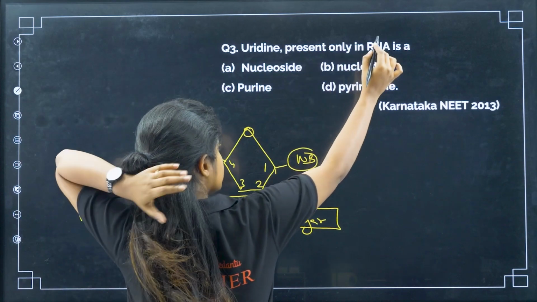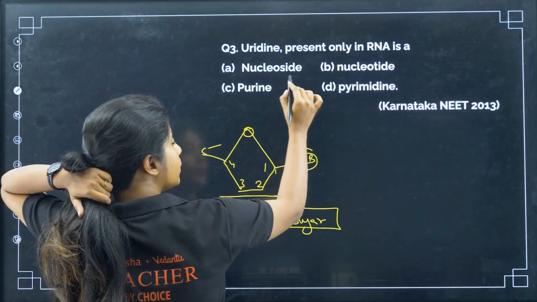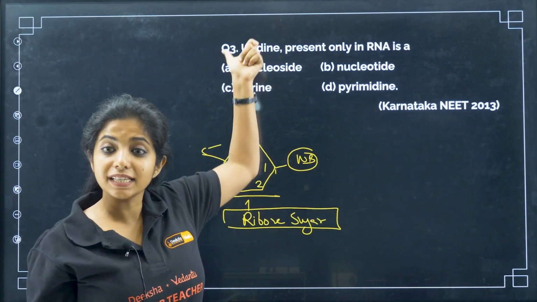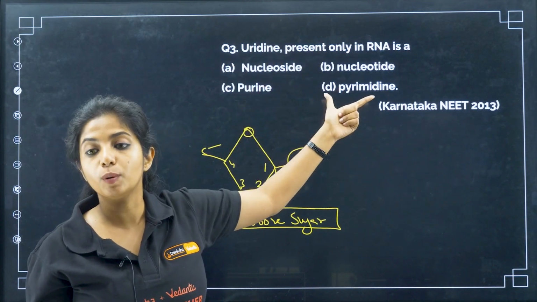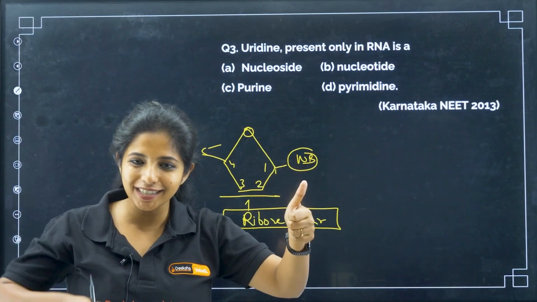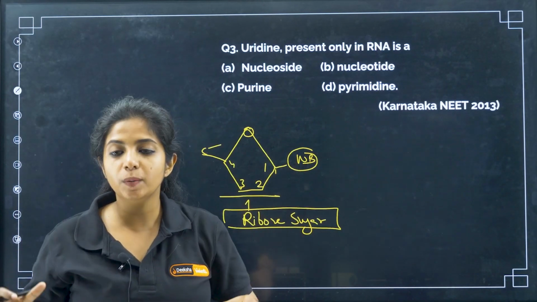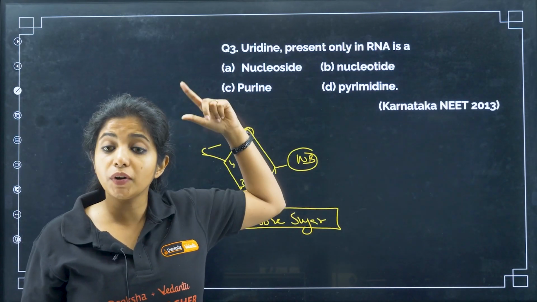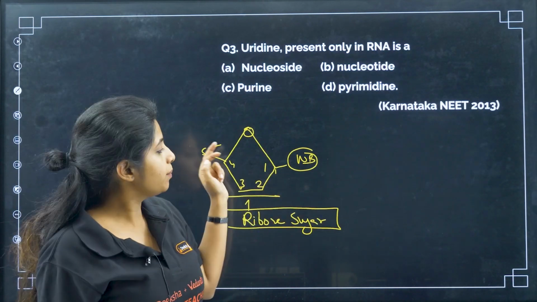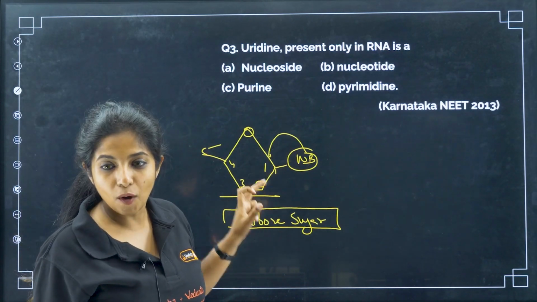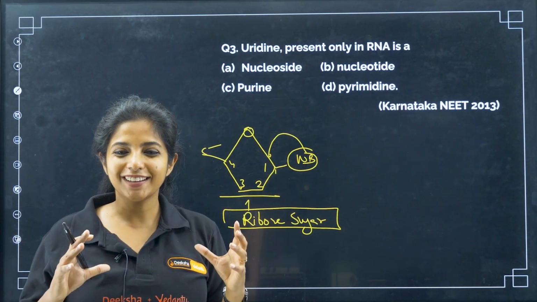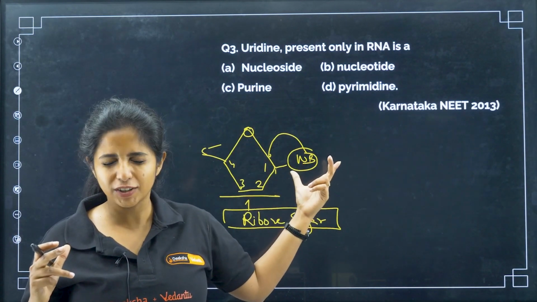Okay, so uridine present only in RNA is what? A nucleoside, nucleotide, purine or pyrimidine. If the question was uracil present in RNA is what? It would be pyrimidine, because uracil is a pyrimidine. In nitrogenous bases you have 2 types, purines and pyrimidines, okay? And under pyrimidines comes uracil. You're talking about uridine. Uridine is basically known as a nucleoside. What do you mean by nucleoside? Basically when uracil bonds with the sugar, the nitrogen base plus the sugar is known as a nucleoside.